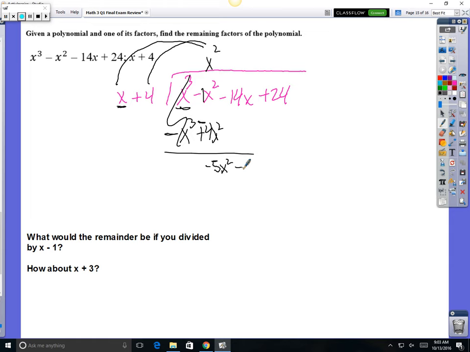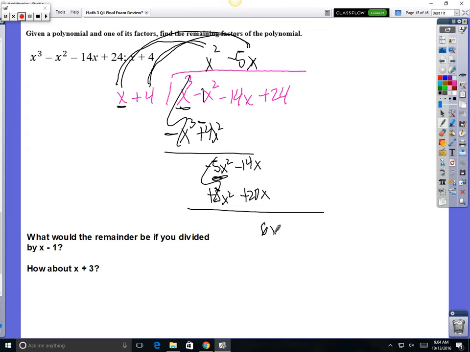Bring down the next one. Then what can you times x by to turn it into a minus 5x squared? Minus 5x. So minus 5x times x is minus 5x squared. Minus 5x times 4 is minus 20x. Now change the signs. Change that to plus, change that to plus. That's gone. And that is 6 x's.